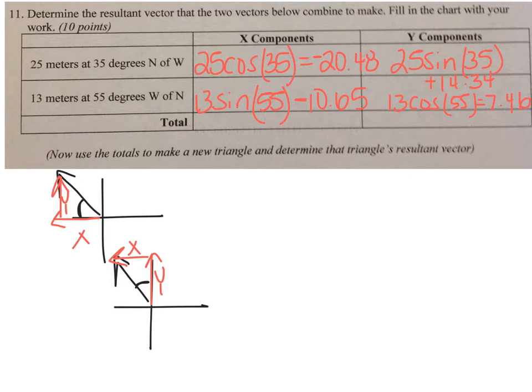Next is going to be add up your columns. So both our x vectors are negative because they're both going to the west, so it's going to be negative 31.13. Our y's are both positive, so they're going to add up to 21.8. Alright, so then we can use those to create our new triangle.